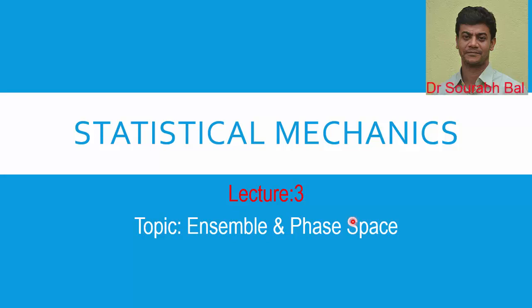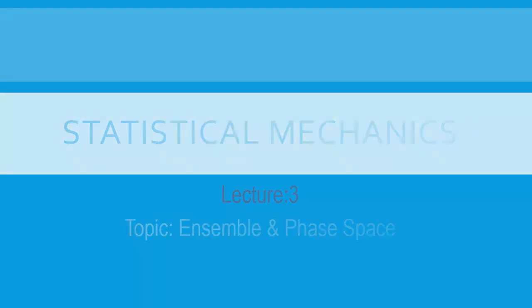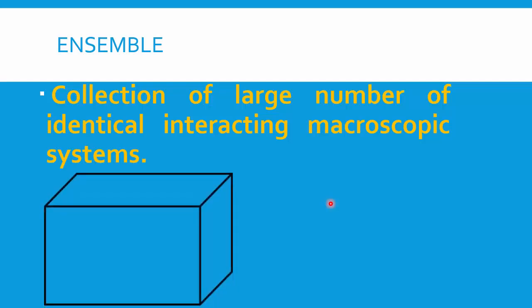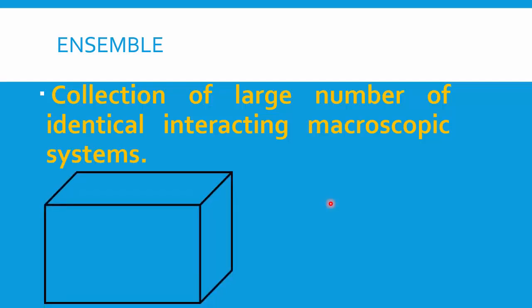We are into the third lecture, and today's topic is ensemble and phase space. In lecture 1, we covered the basic concept of the difference between the three statistics MB, B, and FT. In lecture 2, I explained macrostate and microstate and solved two types of numericals from macrostate and microstate.